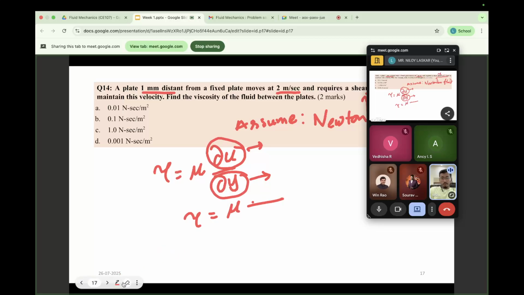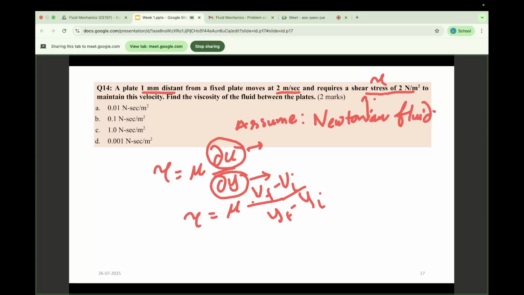So that is the formula here. So what I have said, that du means the change in velocity. So I can write it as u final minus u initial. Similarly, I can write it as y final minus y initial. So what is given here?